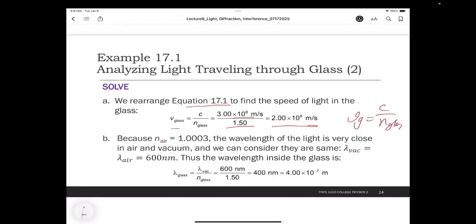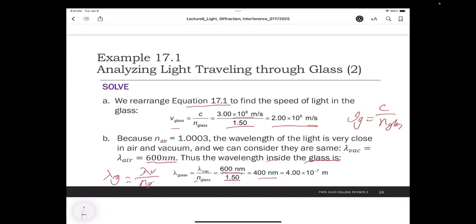So the wavelength in the air, we consider it is 600 nanometer. Thus, the wavelength inside the glass, we can use this equation: lambda_glass equals lambda_vacuum divided by n_glass. We use this equation, and then we get 400 nanometer.